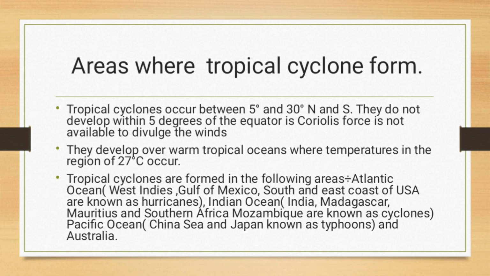Tropical cyclones are formed in the following areas. As I illustrated, they are named according to which country they are coming from. In the Atlantic Ocean, the West Indies, Gulf of Mexico, and south and east coast of USA, they are known as hurricanes. In the Indian Ocean, India, Madagascar, Mauritius, South Africa and Mozambique, they are known as cyclones. In the Pacific Ocean, the China Sea and Japan, they are known as typhoons. And Australia also names them cyclones.